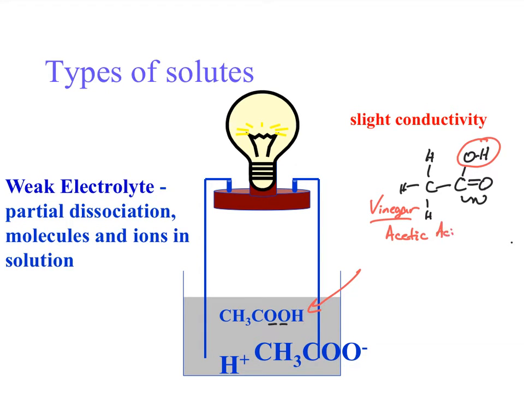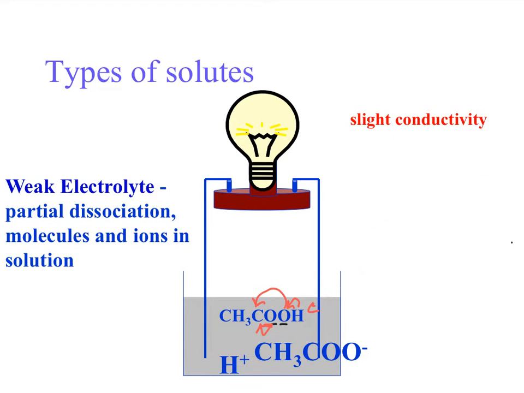It's C double bond OOH. And that's why we put CH3COOH. So we know that one of the oxygens is bonded to the carbon, and then the other oxygen with a hydrogen attached is bonded to the carbon as well, as you see here. All right, so all that was really unnecessary, other than to try to explain what the letters mean.